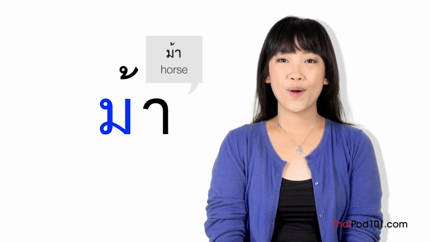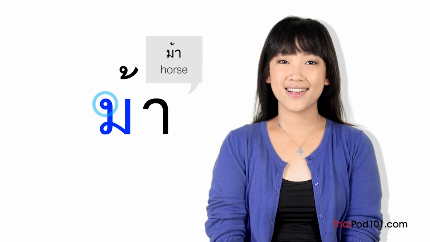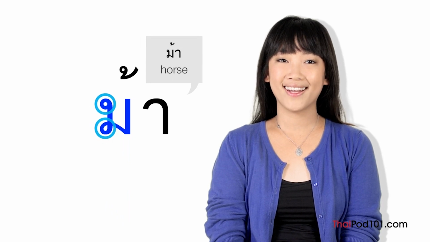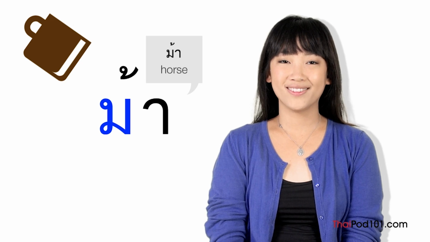If you want an easy way to remember the shape of this letter, think of a coffee mug with a broken handle. The head on the top and the loop on the bottom are where the handle used to be attached. This will help you to remember that Ma has the head and loop on the same side. And of course, Ma and mug both start with the same sound.